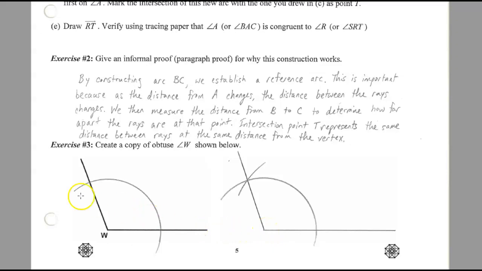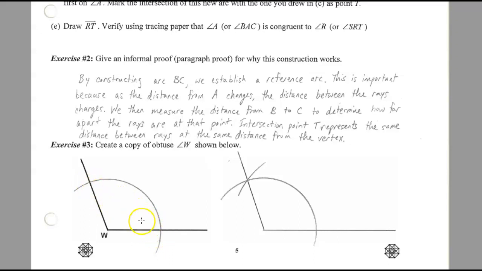So then I have my compass set to this reference arc. I'm going to set the middle point on the new endpoint of my new ray and mark a reference arc to match it. Okay, and then once that reference arc is marked, I need to measure the distance between the 2 intersection points on the original ray. So it's this distance here that I'm highlighting.